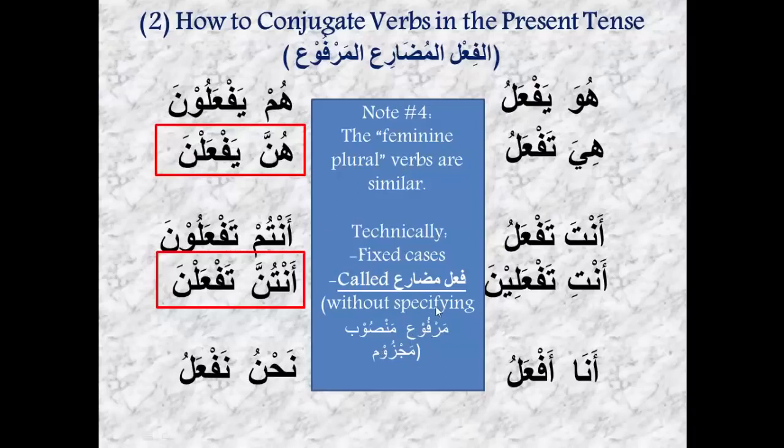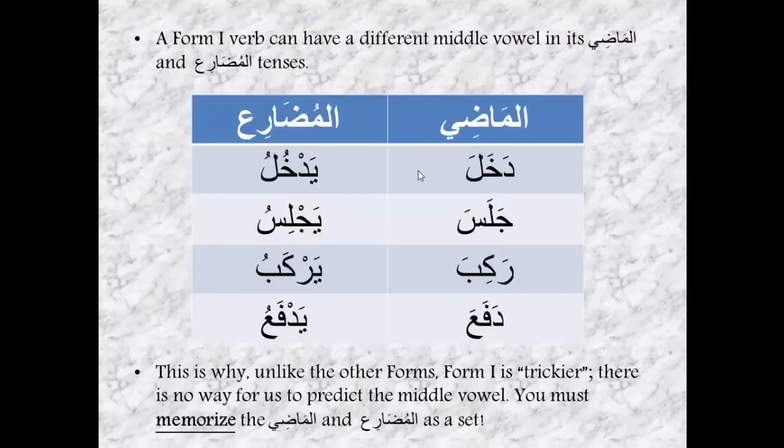So we call them fi'l mudari' without the need for specifying marfu' or mansub or majzoom. They are simply called fi'l mudari'. For every other verb in the present tense, we have to designate what type of mudari' it is. We have to say al-fi'l al-mudari' al-mansub or al-marfu' or al-majzoom. But these two, yaf'alna and taf'alna, are exceptions to the rule. And we'll discuss this in a little more detail in the future, inshallah.